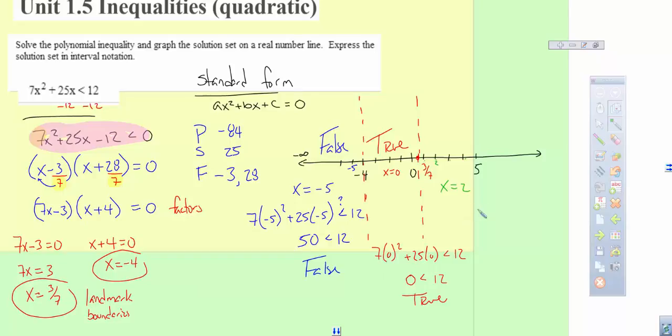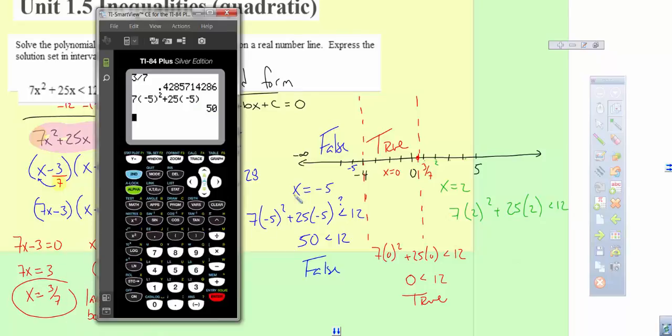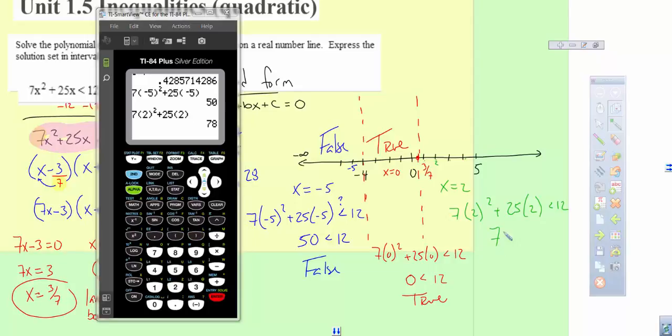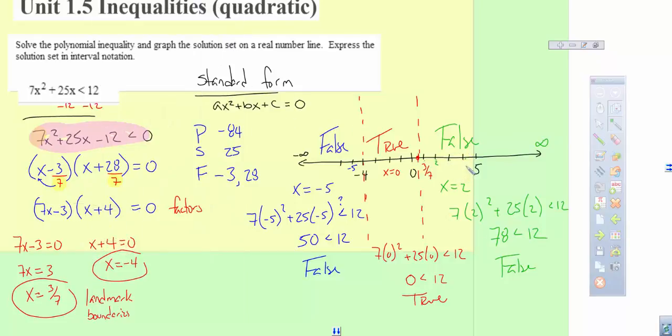We go to the last region, we test our 2. So we do 7 times 2 squared plus 25 times 2, and the question is, is that less than 12? Pull out our calculator for this one. So we've got 7, open parentheses, 2 squared, plus 25, open parentheses, 2. It says that 78 is less than 12. We know that's a false statement, so any numbers that I choose from this region, whether it be 1, 2, 3, 4, 5, and so forth, all the way to infinity, will make this statement false. So that's establishing our regions, so we can test our regions.